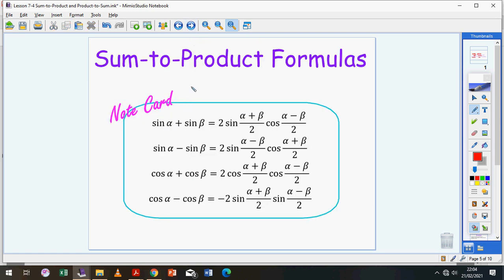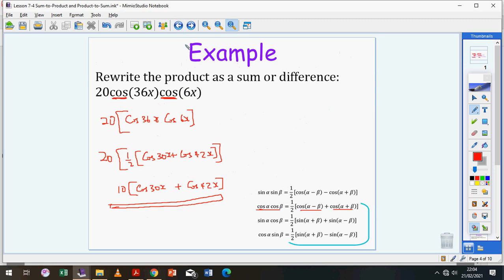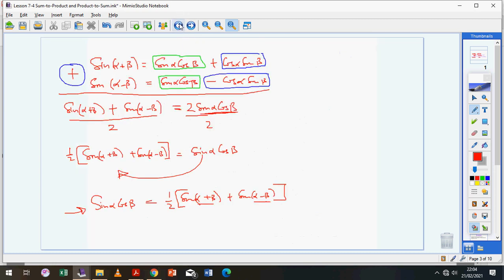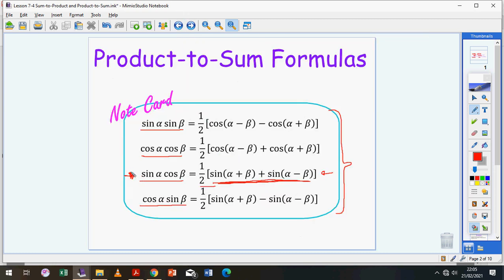Now we've looked at product to sum. You can also do sum to product. Now this one might look a bit intimidating at first, but it's basically the same thing as this formula here in reverse, right? If you look at this formula, let me try to copy paste it so I can show you it's the same thing.